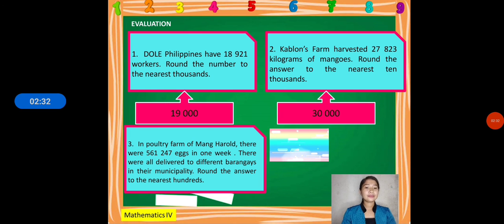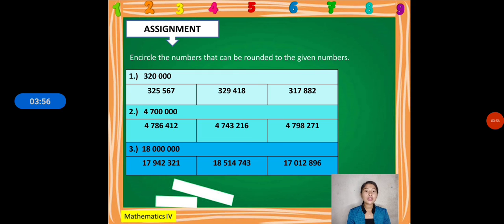In number 3, in poultry farm of Mang Harold, there were 561,247 eggs in 1 week. They were all delivered to different barangays in their municipality. Round the answer to the nearest hundreds. The answer is 561,200. And now copy your assignment. Encircle the numbers that can be rounded to given numbers. Okay, are you done?